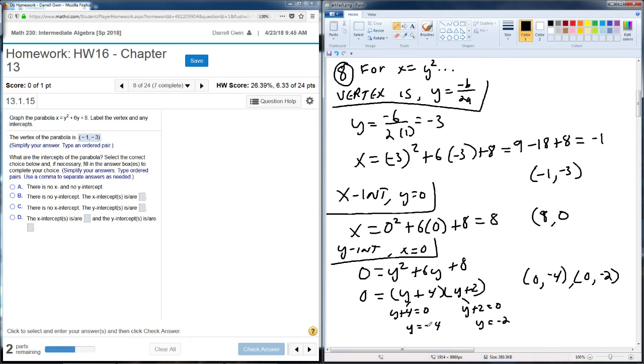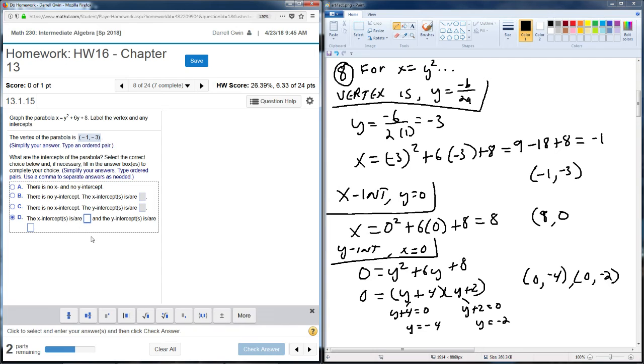Okay, let's type it in. The x-intercept is 8, comma 0. The y-intercepts are 0, negative 4, and 0, negative 2.